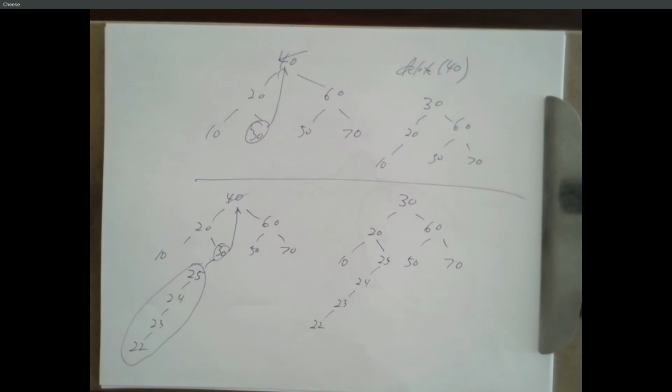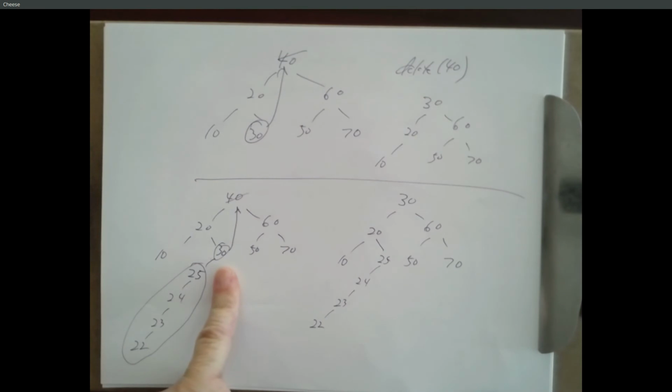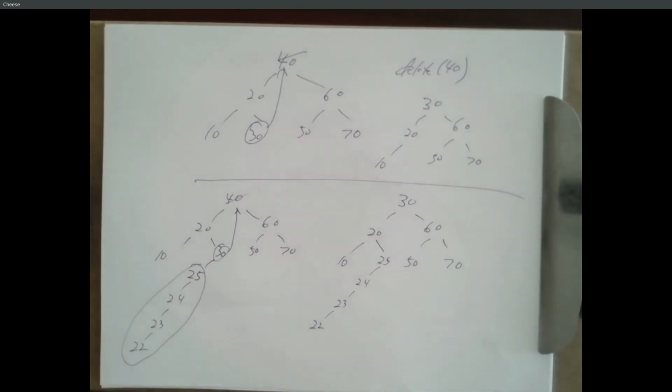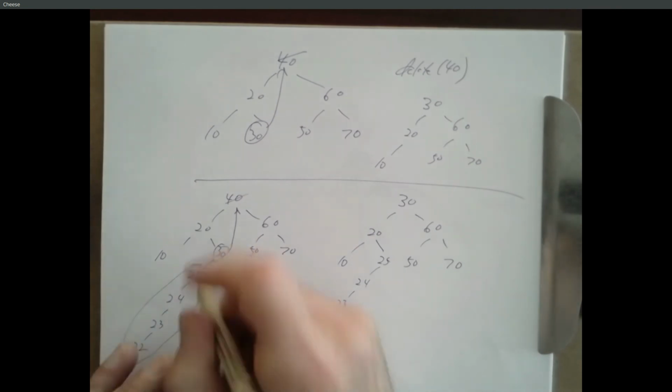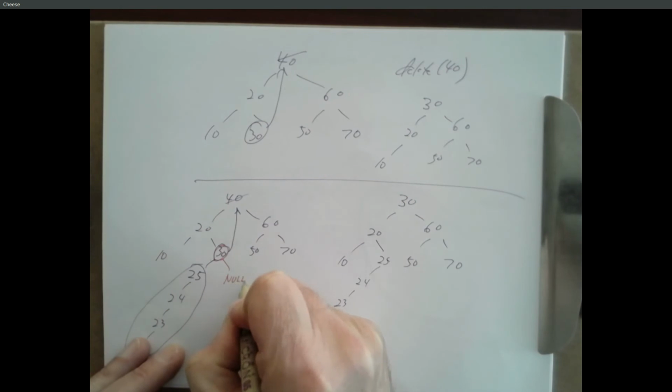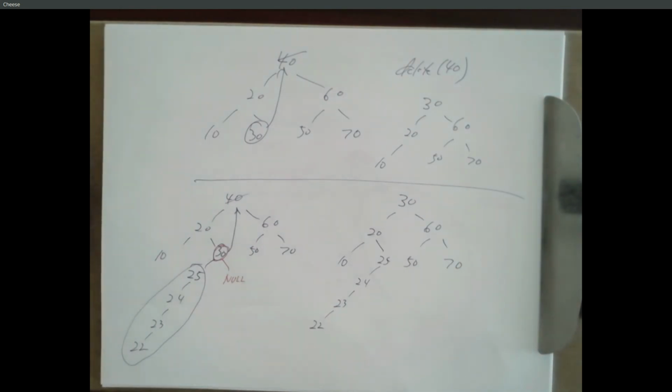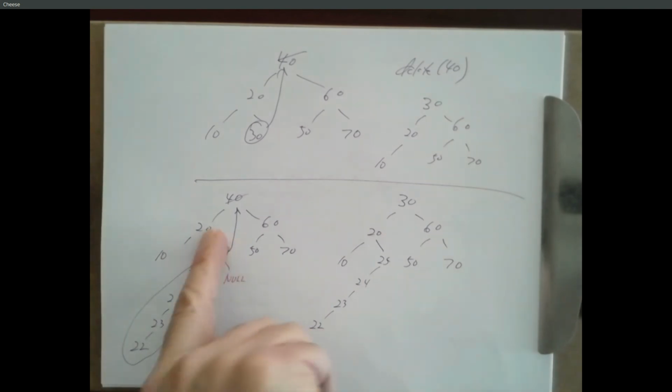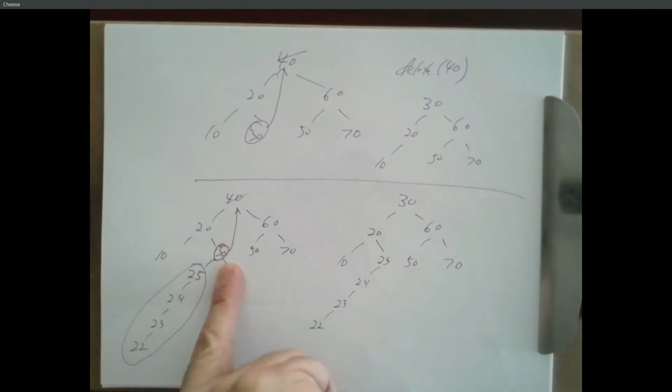This is true. And there will never be anything to the right of 30, because if there was, it would be bigger than 30, and 30 wouldn't be the biggest thing in that subtree. So we're guaranteed, if this is the largest thing in the left subtree, that its right child is null. So at most it has a left child, and we can have that left child be adopted by whoever was the parent of 30.